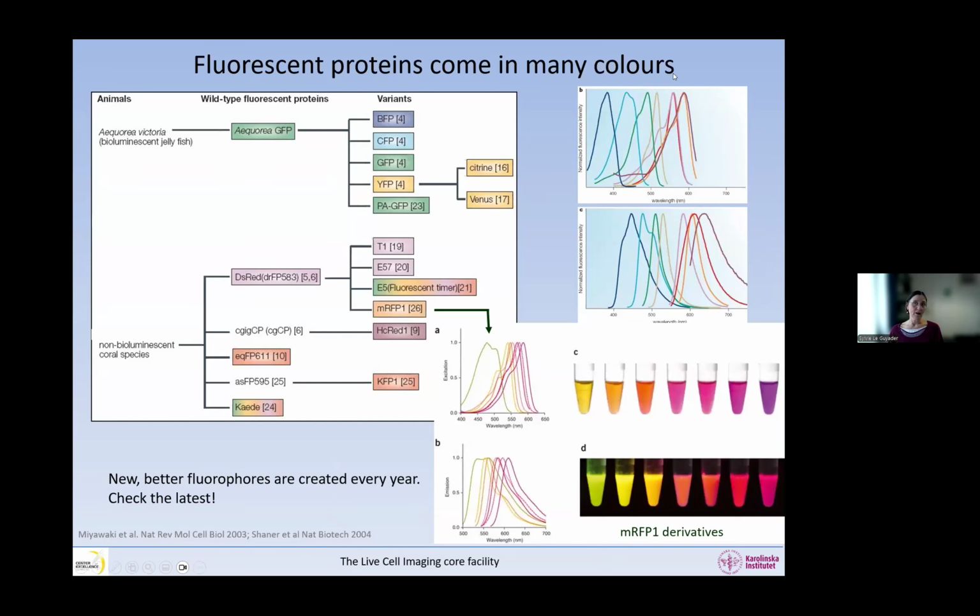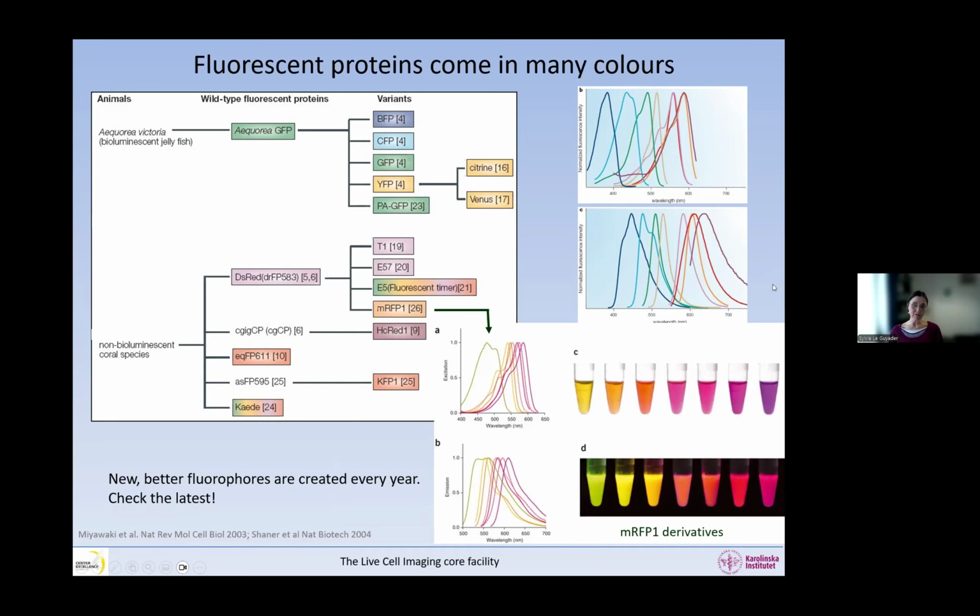Fluorescent proteins come in many colors, and this is evolving constantly. The original fluorescent proteins were extracted from jellyfish and a bit later from corals. Then they've been derived and derived and derived, and now we have all sorts of colors. Every year many new fluorophores are created that are brighter, more stable, etc. And it's important to check the latest.